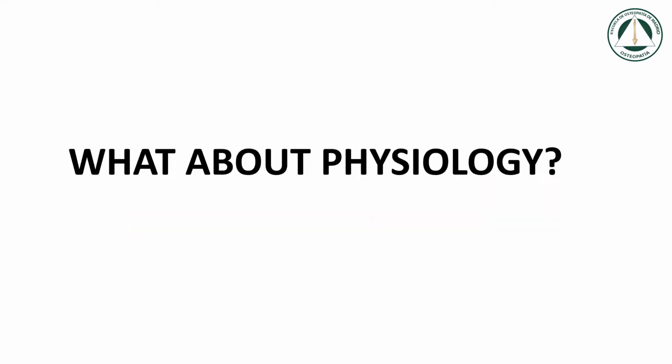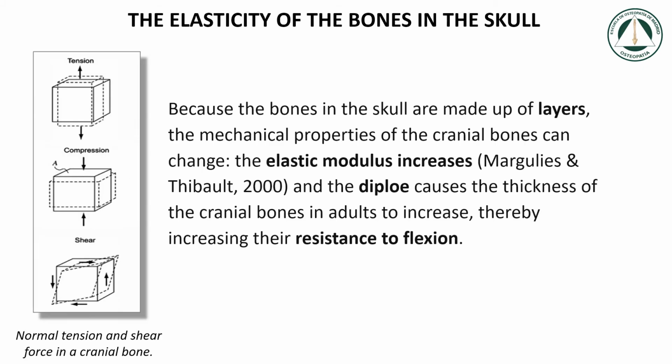What about physiology? The elasticity of the bones in the skull. Because the bones in the skull are made up of layers, the mechanical properties of the cranial bones can change. The elastic modulus increases, and the diploe causes the thickness of the cranial bones in adults to increase, thereby increasing their resistance to flexion.